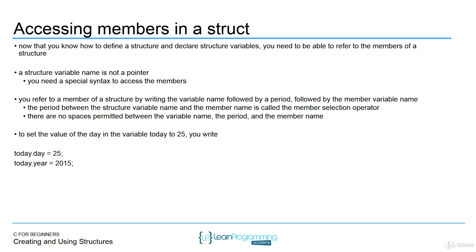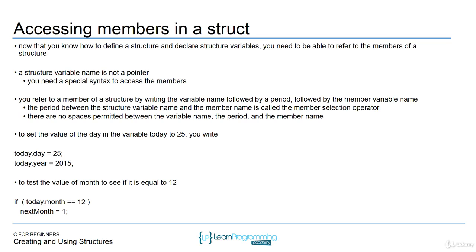Very, very simple. If I want to assign the year, I would say today.year equal 2015, for example. And when I want to access the member values, for example, if I wanted to access the member value of month to see if it's equal to 12, I would still use that dot syntax, that member selection operator. So you can use the member selection operator to access the members' values.